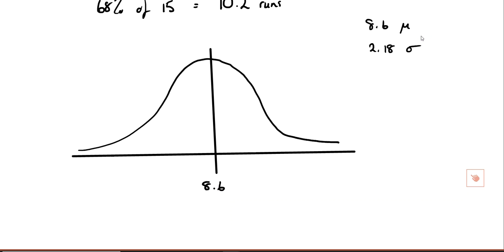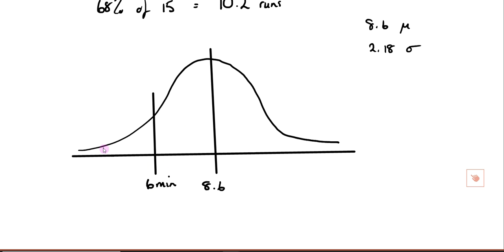40% of his times below 6 minutes. So which half of the graph am I looking at? The bottom half. We know his runs are normally distributed. So I've got 6 minutes here. Now that's the boundary. He needs 40% below that time.